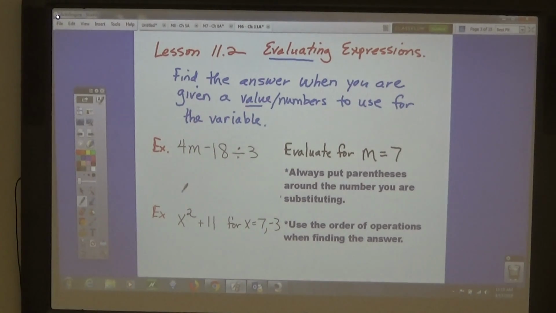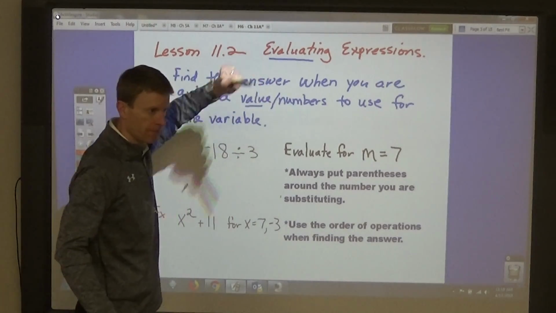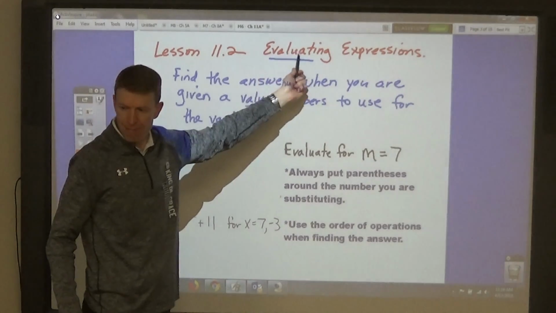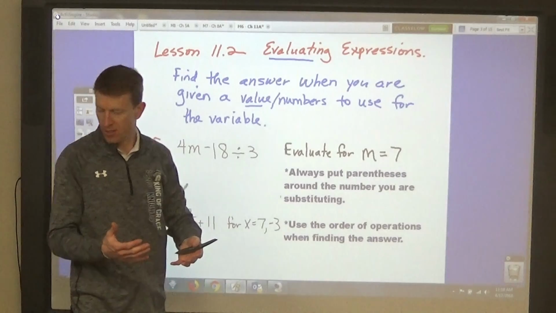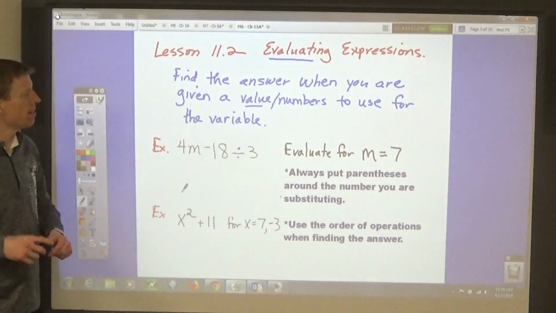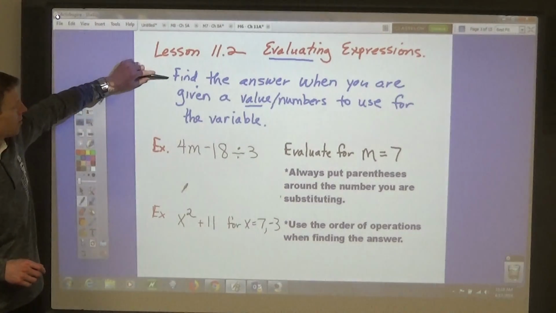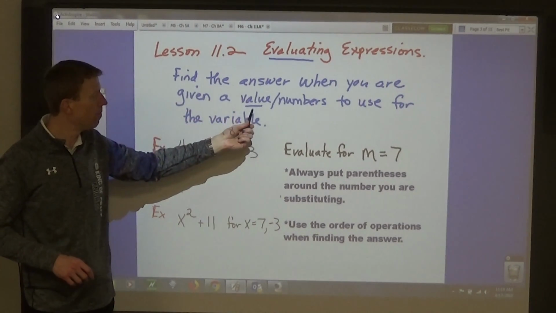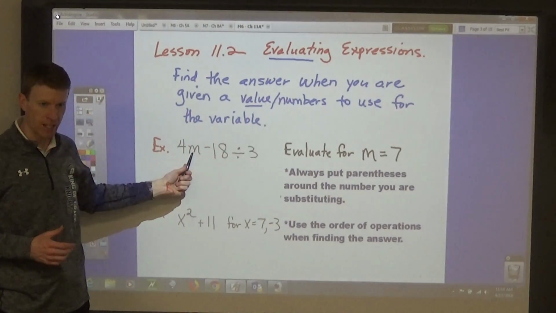So then, sixth graders, in lesson 2, we're going to talk about evaluating expressions. Whenever you see that word evaluating, it means to find the value or find the answer. It means find a number answer. So that's why I had you write this down. You find the answer to an expression when you are given a value or numbers to use for the variable that's in the expression.